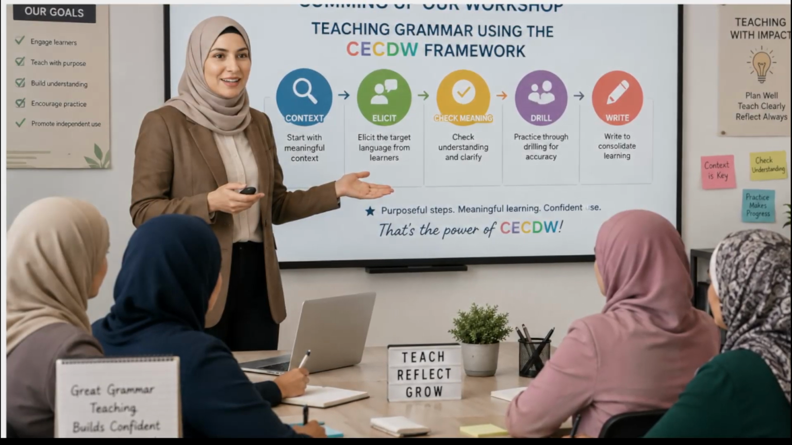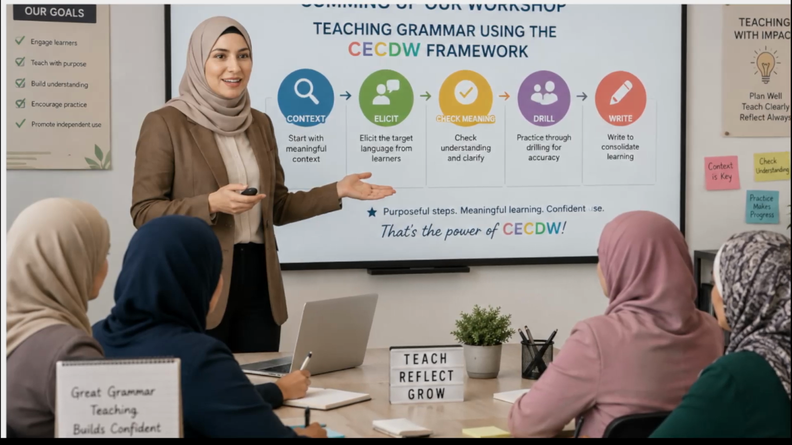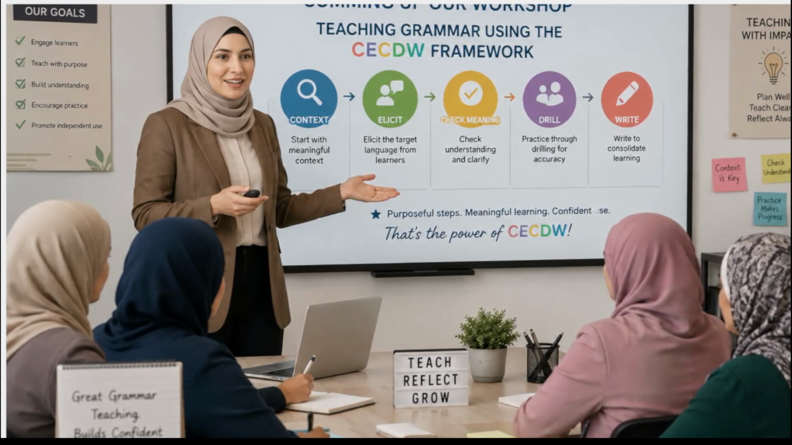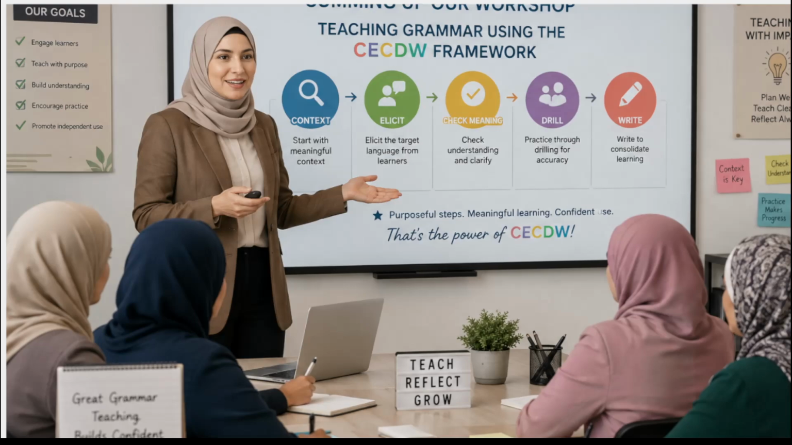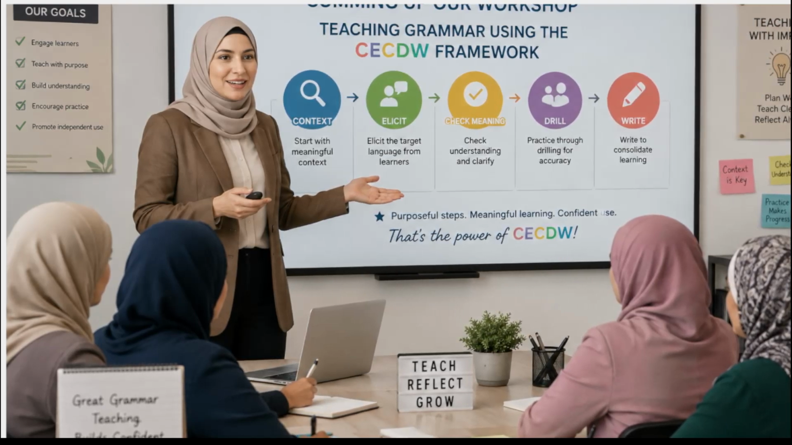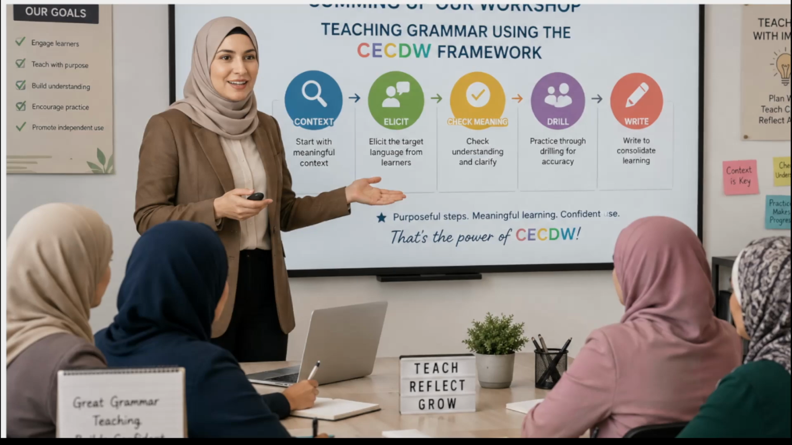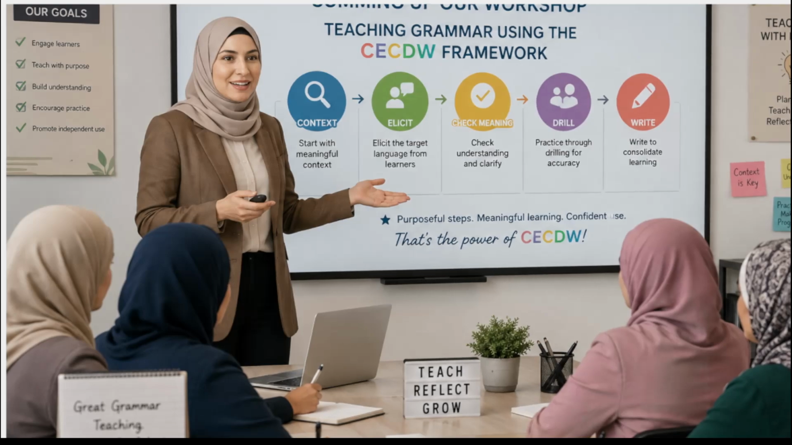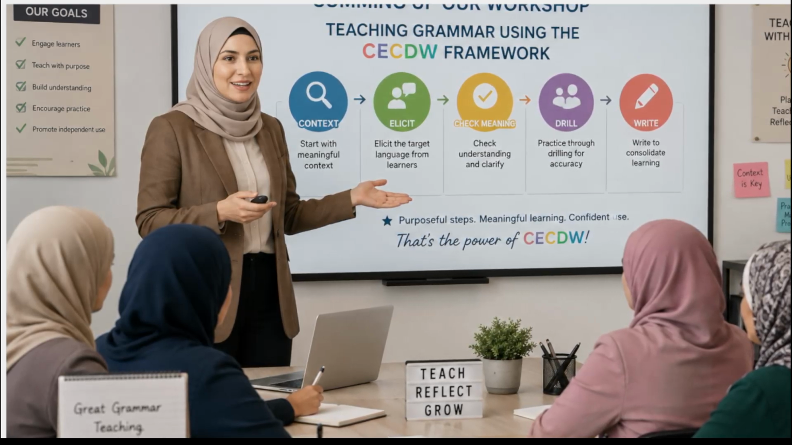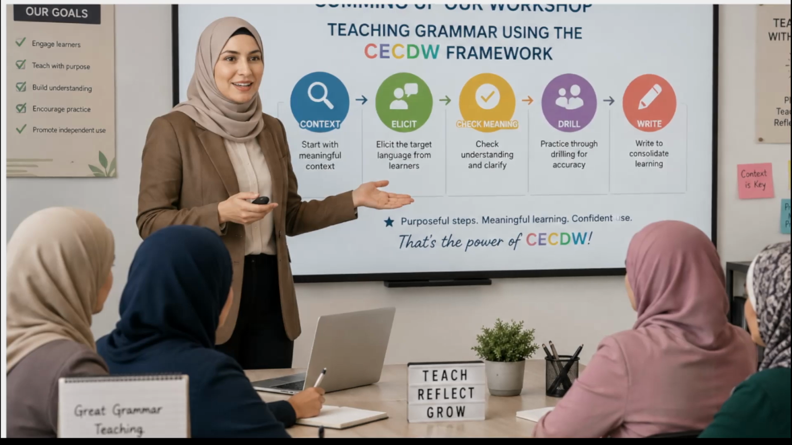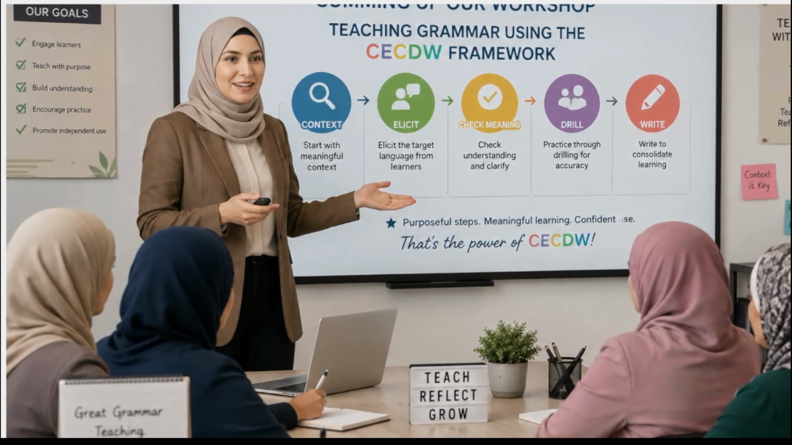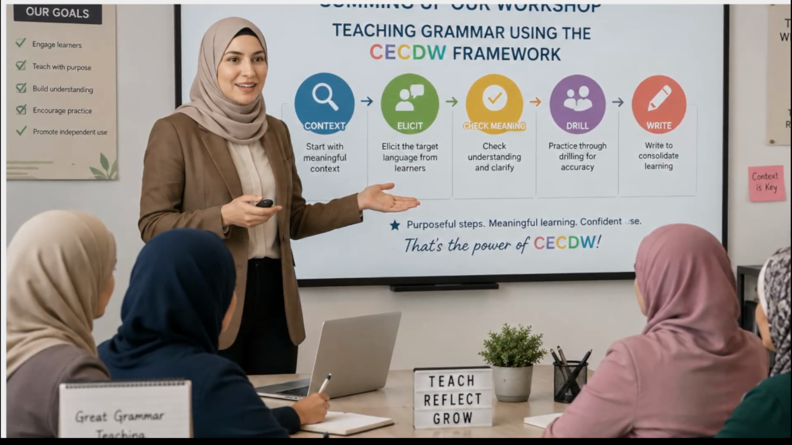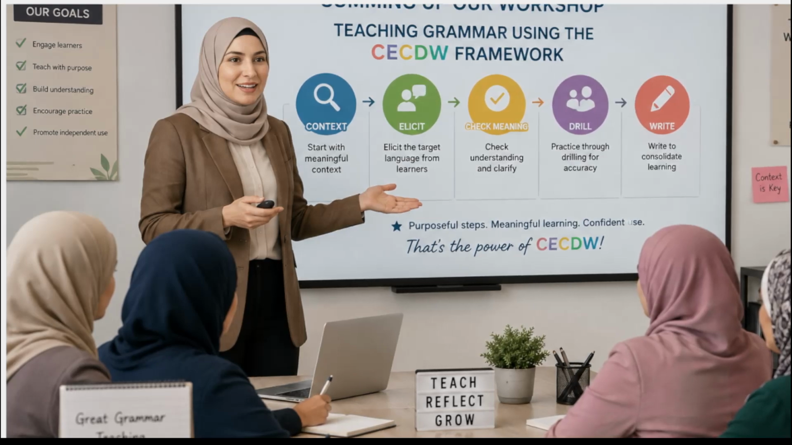So, let's put everything together one final time. When you need to clarify a grammar structure, don't think, I need to explain this grammar rule. Instead, think, I need to help my students discover and understand this language. Start with context. Give students something meaningful to see, hear, or imagine. Then elicit. Give students an opportunity to produce the target language. Then use concept-checking questions. Don't simply ask, do you understand? Check the actual meaning. Then drill.